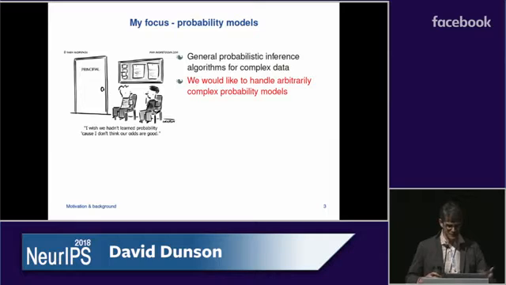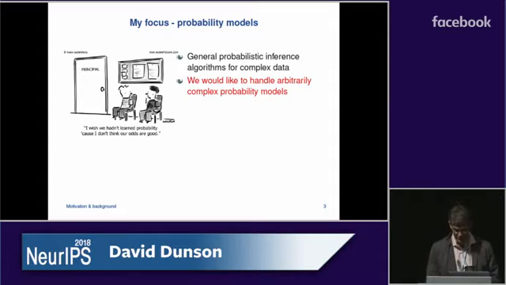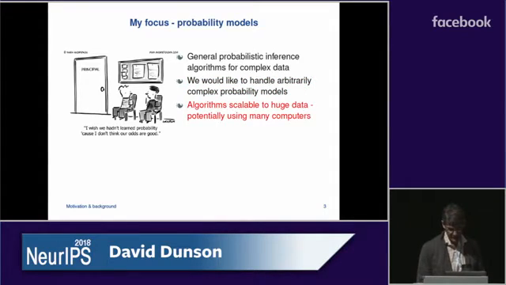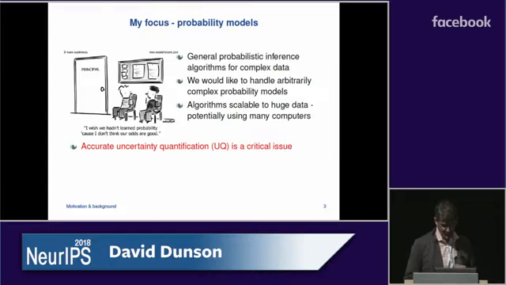And if we don't characterize this sort of complexity, if we just kind of throw some sort of neural network or some algorithm at it, putting all this data together, not taking into account the selection that occurs of the data that we observe relative to the data in the general population, then we're going to get kind of bogus garbage, basically, out of the results. Okay, so we'd like the algorithms to be scalable to huge data, potentially using many computers. Okay, and accurate uncertainty quantification is a critical issue.